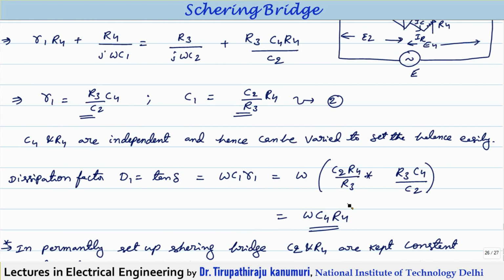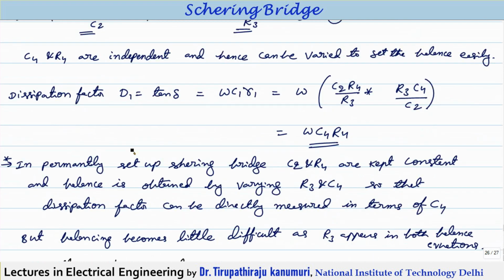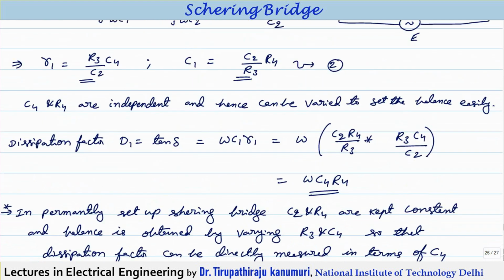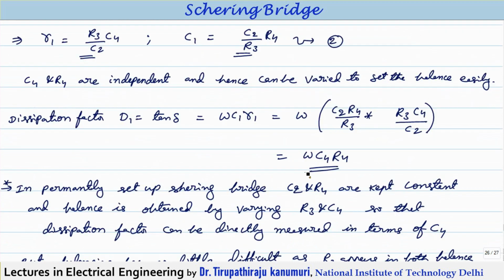So in practice, in permanently shunted Schering bridges, instead of varying the value of both C4 and R4, we don't vary both, because if you are varying C4 and R4, every time we have to calculate the dissipation factor. But if you want to directly measure the dissipation factor in terms of capacitance C4, then obviously we have to take R4 as constant, because your supply source voltage frequency is constant.